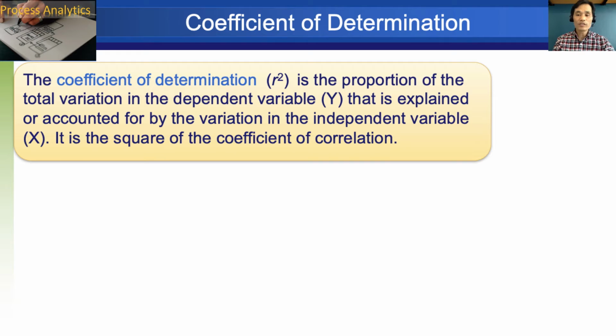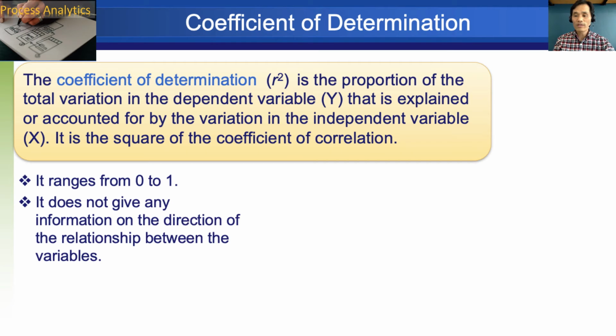The coefficient of determination is the proportion of the total variation in the dependent variable y that is explained or accounted for by the variation in the independent variable. It is the square of the coefficient of correlation. R square ranges from 0 to 1. There is no negative R square because it is squared. The downside of that is that it is difficult to tell whether the linear relationship is positive or negative.